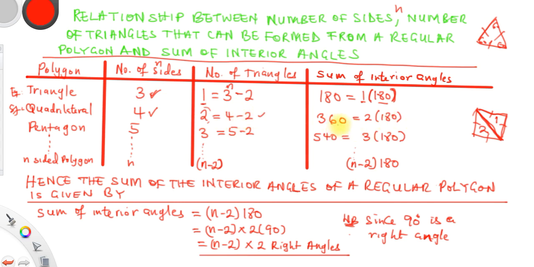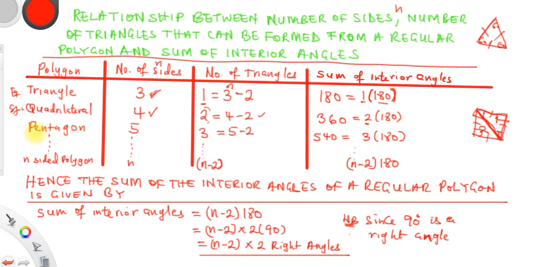So what is the sum of the interior angles of a square? This is 90 degrees, this is 90, this is 90, this is 90. So 4 times 90 is 360. If you add, you get 360. And it is the same as 2 times 180.